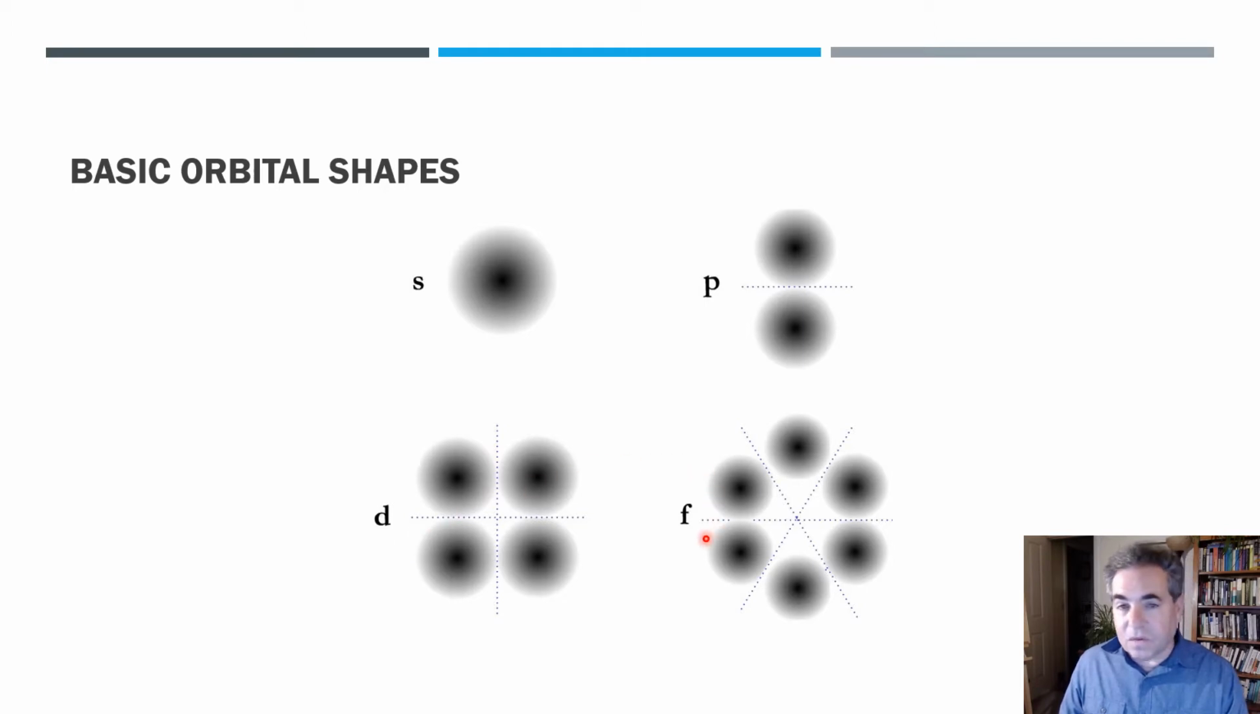Finally, if L equals 3, then we've got 3 nuclear nodes that cut through the nucleus. Here's the nucleus in the center here. They're going to cut the cloud into 6 lobes. And some of the f orbitals look like this. There are different ways that you can cut things, and we talked a little bit about that in the last lesson as well. But this is an f orbital, and in every f subshell we said there are 7 f orbitals.